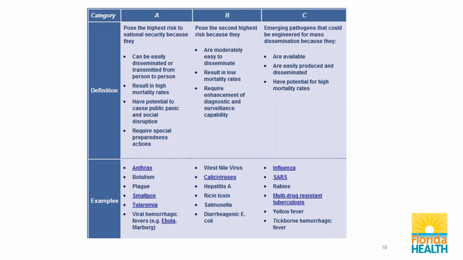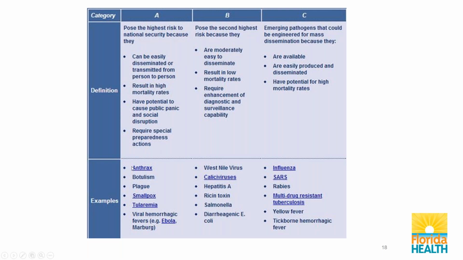So, as far as bioterrorism attacks, you have different categories. You have Category A, Category B, and Category C. Category A is going to pose the highest risk to national security because these pathogens can be very easily disseminated or transmitted from person to person. They result in high mortality rates. They also have the potential to cause public panic and social disruption, and they require special preparedness actions.